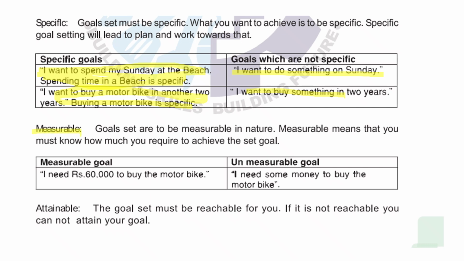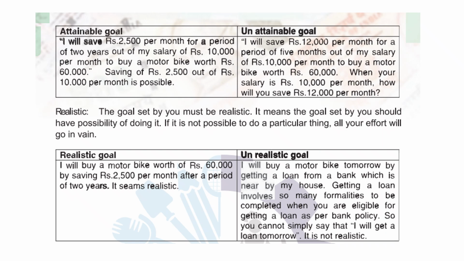Then second stands for measurable. So goals should be measurable. ठीक है. Suppose I need 60,000 to buy the motorbike. You will be able to know कि कितना पैसा आपको चाहिए. But I need some money to buy a motorbike. What does this mean? You don't know how much money you need to spend to attain your goal. Now it should be attainable. ठीक है. The goal must be reachable for you. It's not कि आपने बहुत ही फेंक दिया and then you don't know how to achieve the goal.